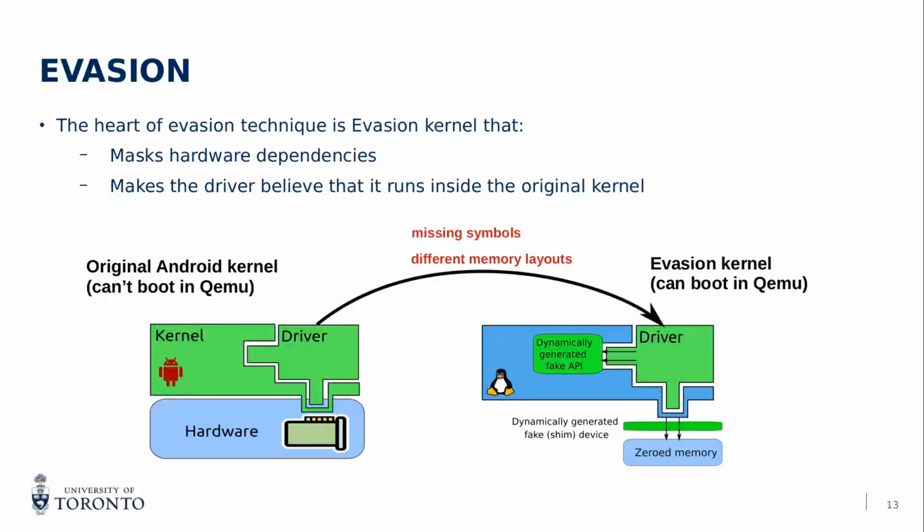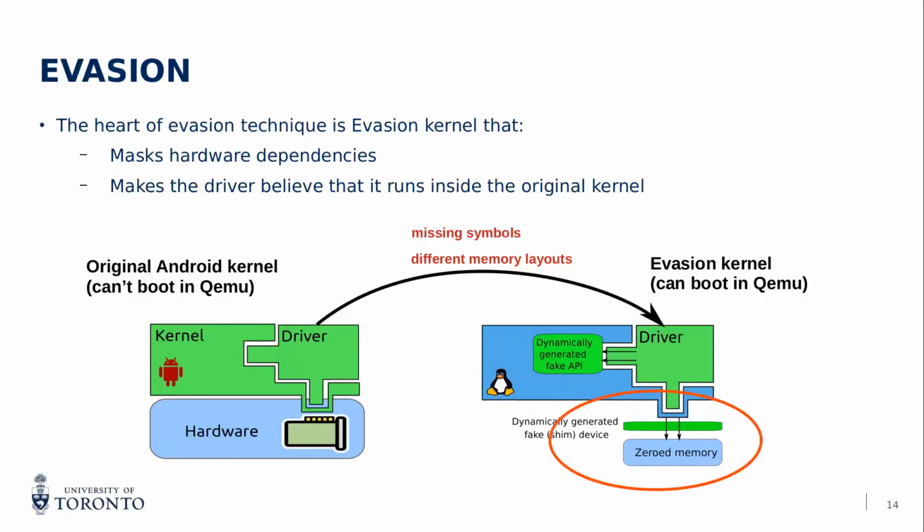In a nutshell, we want to take a driver from Android kernel that cannot boot inside QEMU and plug it unmodified into our evasion kernel that can boot in QEMU, and thus can be used for off-device dynamic analysis. Because the driver was compiled for a different kernel, it has some dependencies on the Android kernel, such as some functions and a specific memory layout. And this is in addition to missing hardware, so we need to solve these problems before we can plant the driver into the alien evasion environment.